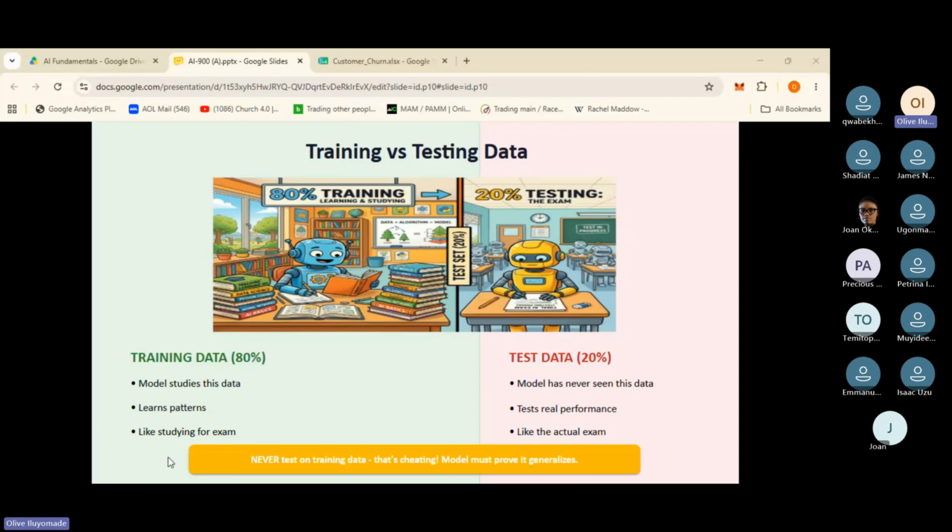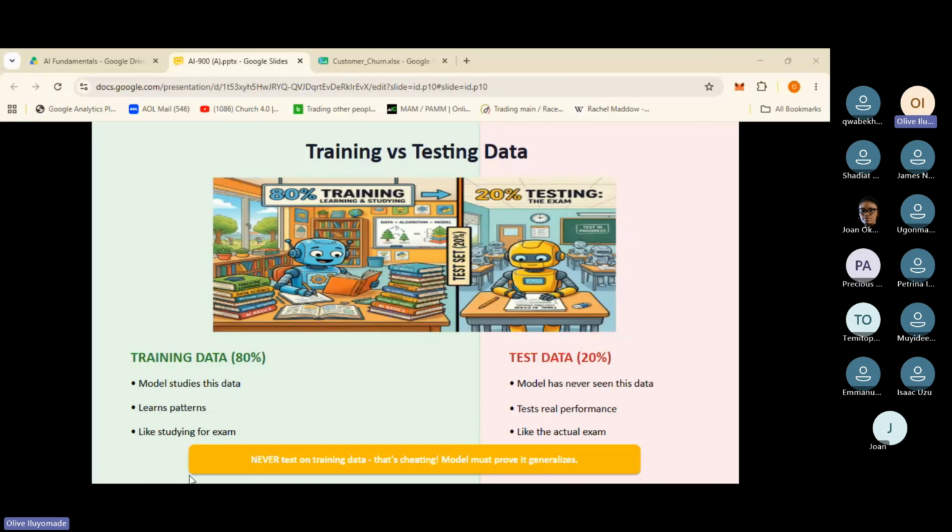It will be high, but it will not be true. So we need new data which we would use to test. Okay, so training data, the model studies the data. The model learns patterns, just like you're studying for an exam, right? Then you go for the exam. Now, for the test data, the model hasn't seen that data before. It's going to rely on what it's been trained on.